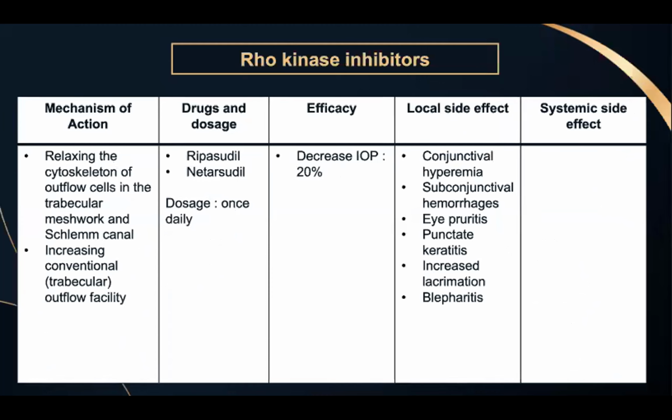The last one is rho-kinase inhibitor. The mechanism of action is relaxing the cytoskeleton of outflow cells in the trabecular meshwork and Schlemm's canal, increasing trabecular outflow facility. Examples of these drugs are ripasudil and netarsudil, with dosage once daily. This drug can decrease the IOP by 20%, with local side effects such as conjunctival hyperemia, which occurs in more than 50% of patients due to conjunctival vascular smooth muscle relaxation.